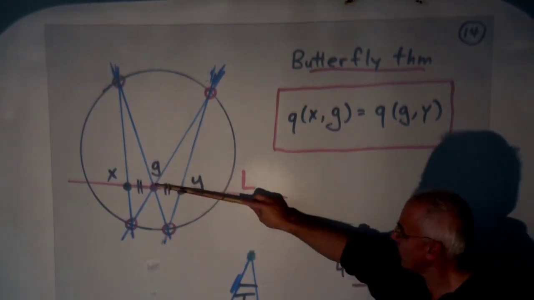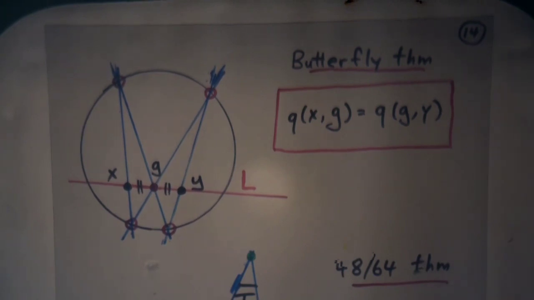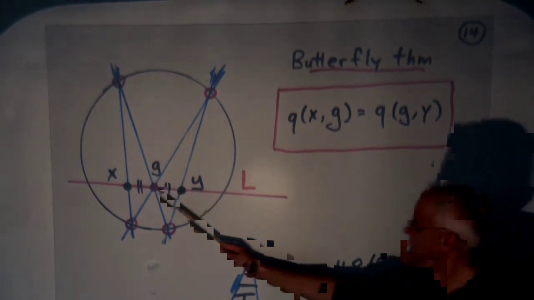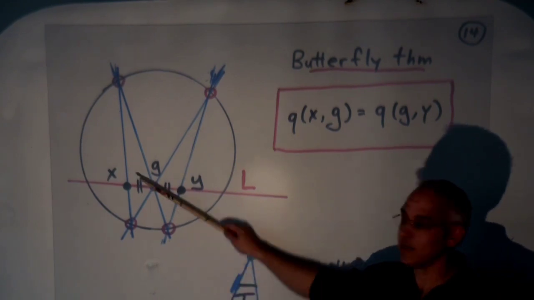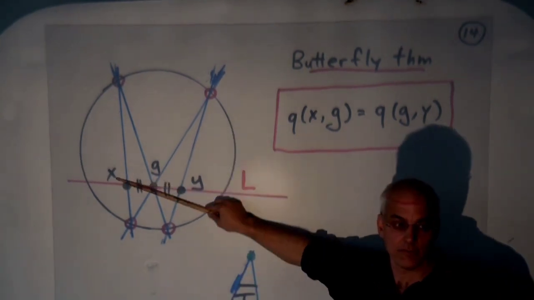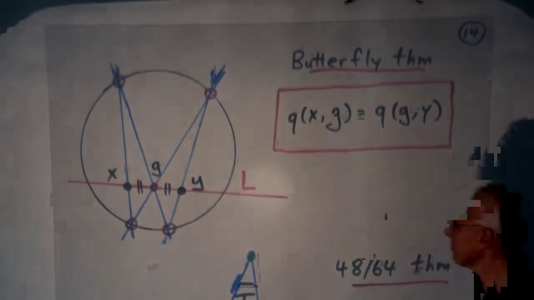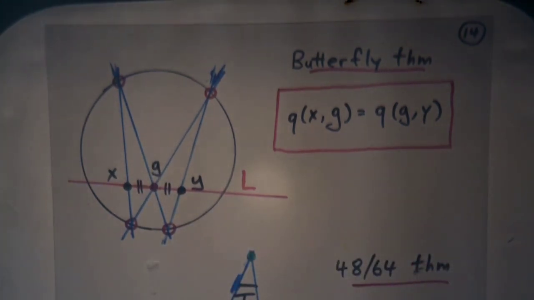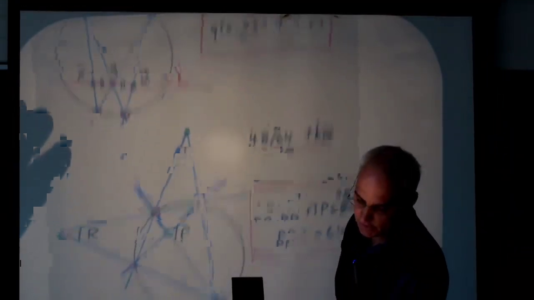That line L is going to intersect this pair of opposite sides in two points X and Y. And the statement is that G is actually the midpoint of X and Y, independent of where this line L is, even if it's in this direction up here. The standard Euclidean butterfly theorem is a consequence, a special case of this.